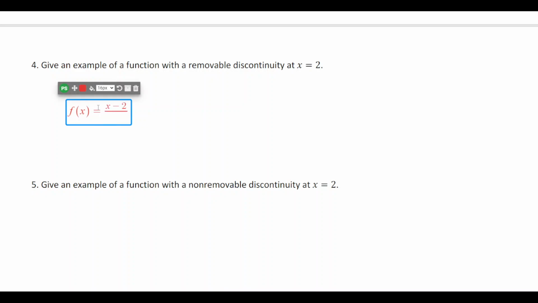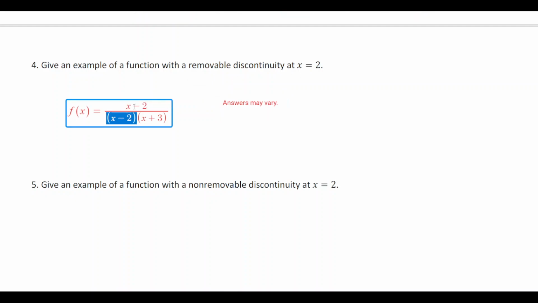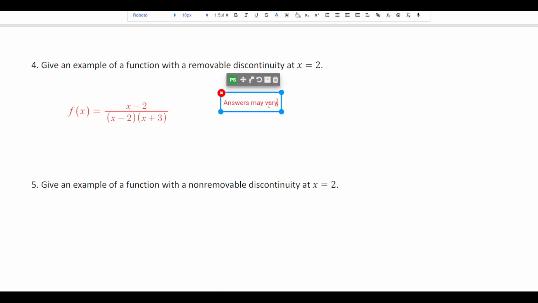So just make sure when we were writing this, and you did this before back in our rational functions unit, where you had to come up with a function if I told you where the hole needed to be or something like that. And so this other factor could be anything. Here's a real simple example, but your answers might vary. The key here is that you do have a hole or a removable discontinuity at x equals 2. So that's what happens when you have this factor that makes both the numerator and the denominator equal 0 when you plug in x equals 2.